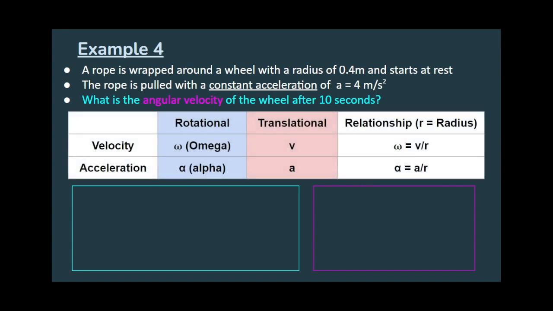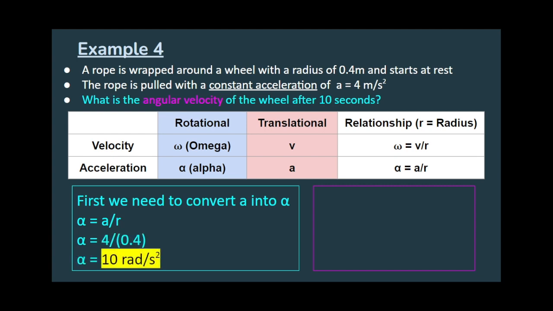Well, if we recall from before our rotational and translational variables and the relationship between them, we can use these to help us out. So first, we're going to go ahead and convert a into alpha. So the acceleration is 4 meters per second squared, and the radius is 0.4 meters. So to convert that, we're just going to do a divided by r, and that's going to give us an alpha of 10 radians per second squared.